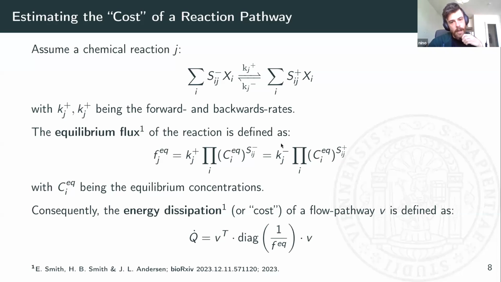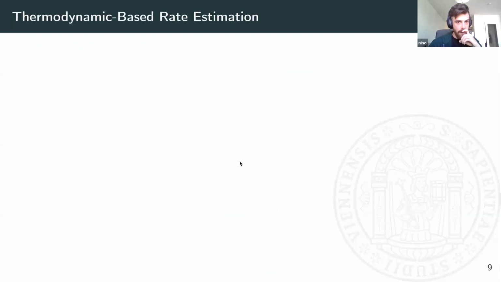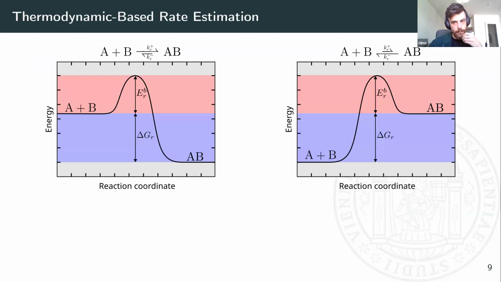Okay, so this means that in order to calculate this Q dot, we need to calculate the equilibrium flux, and for this we need the forward or the backward rate and the equilibrium concentrations. To get an estimate of the reaction rates, we can use thermodynamic properties.